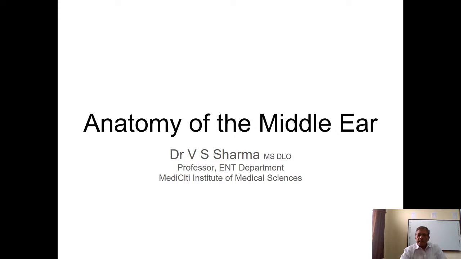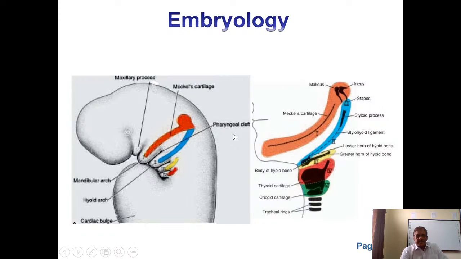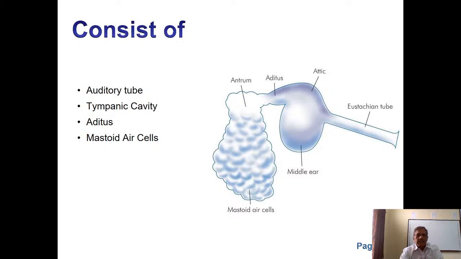This is the sequence. Now, the middle ear cavity is usually studied along with the Eustachian tube, the middle ear cavity, the aditus, that is the passage which connects the middle ear cavity with the antrum, which is supposed to be the biggest air cell, and the antrum in turn is connected to the various air cells, which are the mastoid air cells. So this is called the middle ear cleft.